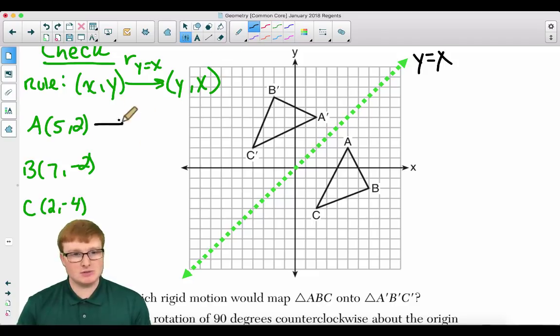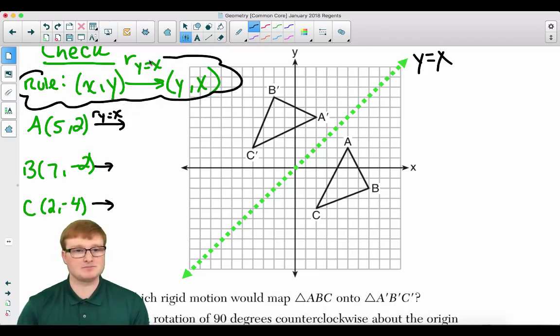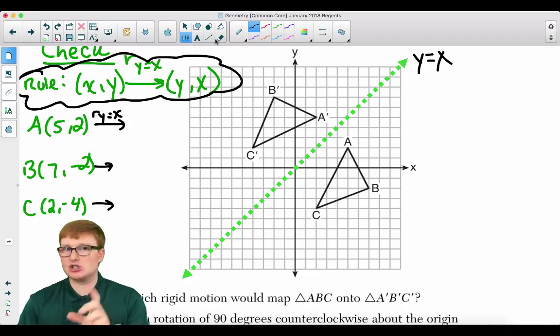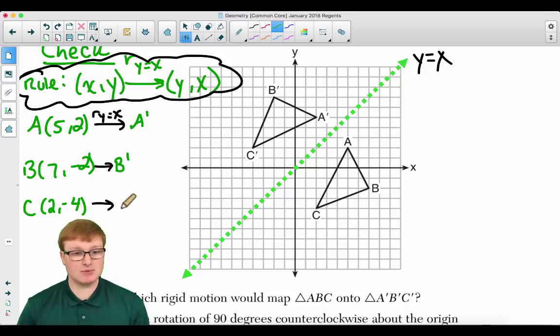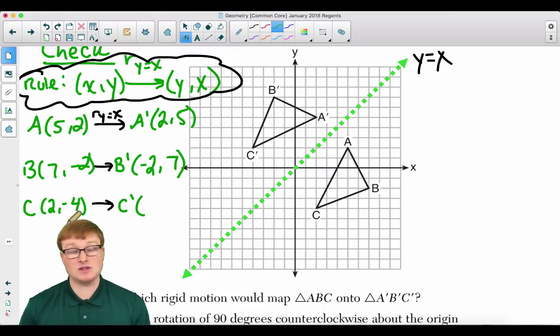So now we're going to reflect it over the line y equals x. We're going to perform this operation up here. So when we do that, we're just switching the ordered pair. Okay, so let's go ahead and try that now. We are getting the results of A prime, B prime, and C prime. When we switch the coordinates, that just becomes (2, 5). When we switch these coordinates, we get (-2, 7). And when we switch these coordinates, we get (-4, 2).